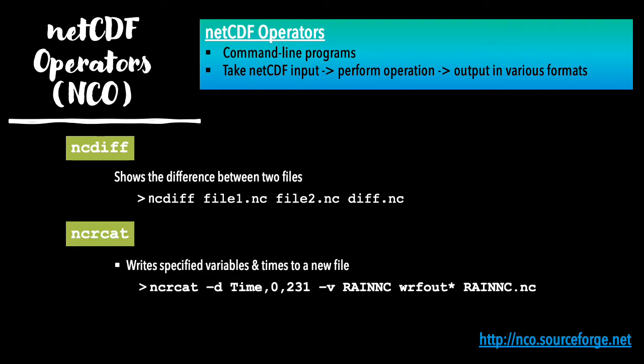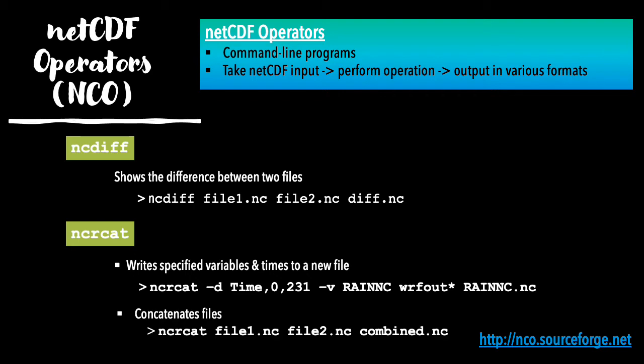ncrcat allows you to write particular variables or times to a new file that includes only the data you want to pull out. For instance, here's an example where we are requested to pull out only the variable RAINNC, or non-convective rain, for hours 0 through 231, and then we write that data to a new file called rainnc.nc. You can also use ncrcat to concatenate or combine netcdf files. Here we combine the contents of file 1 and file 2 into a combined file called combine.nc.